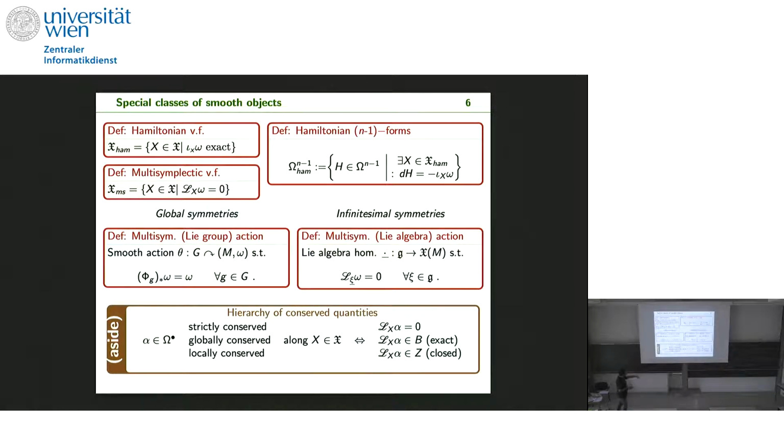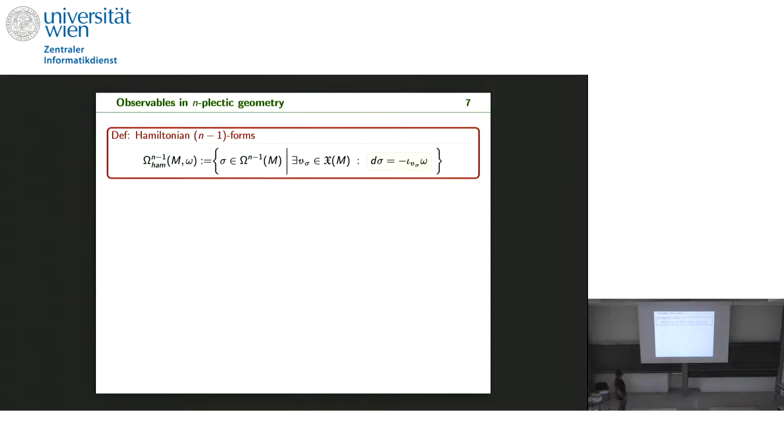Okay, so I need this because I want to now go to the algebraic counterpart of this picture. So define what is the multisymplectic analog of the observable algebra. So the key ingredient: these are Hamiltonian forms. These are the differential forms that I defined before, such that there exists a vector field such that the two of them satisfy an equation that is called the Hamilton-De Donder-Weyl equation.